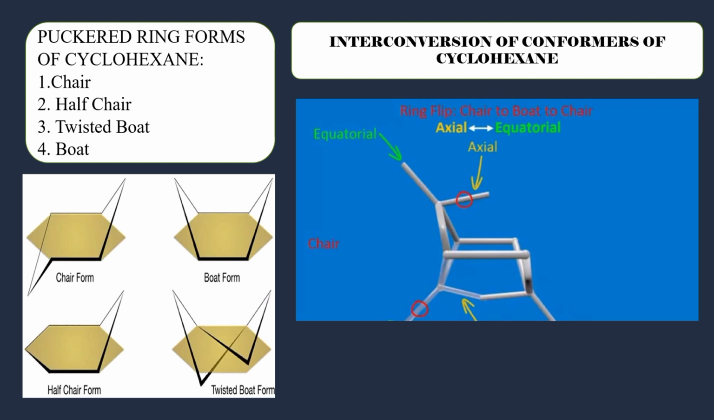So these are the different conformers of cyclohexane: chair, half chair and boat. One chair is converted to another chair. This is called ring flipping. During this ring flipping, all the axial bonds are converted to equatorial bonds and equatorial are converted to axial. Actually, this bond in the previous chair form was in the equatorial position. Now that has become an axial bond.